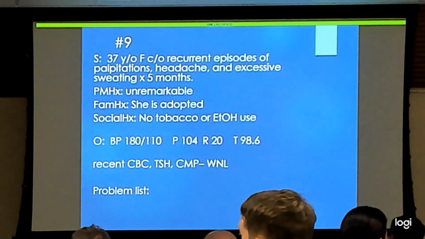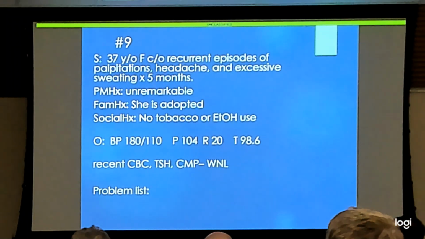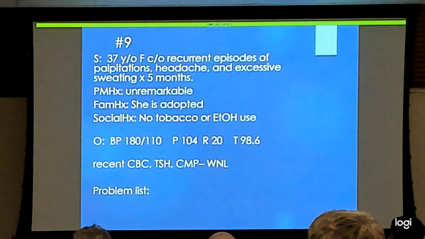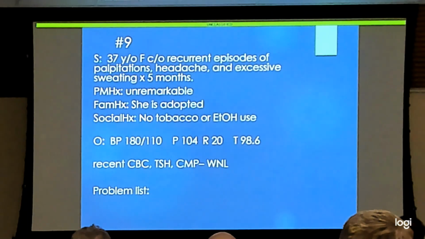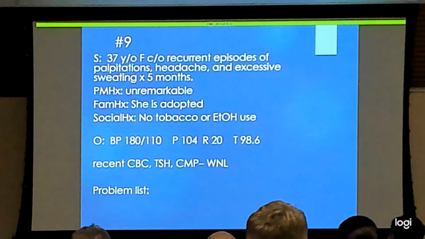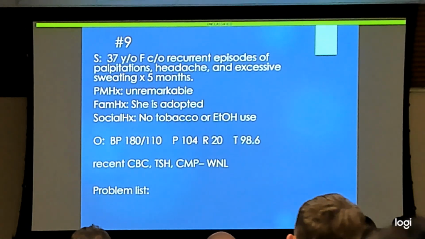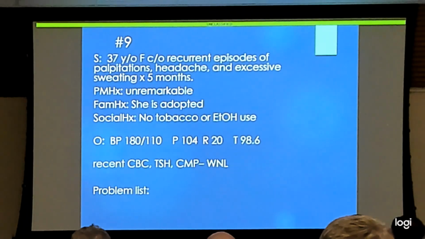So, a 37-year-old female complaining of recurrent episodes of palpitations, headache, and excessive sweating for 5 months. Past medical history: nothing. Family history: adopted. No tobacco or alcohol use. Blood pressure is really wonky. She's tachycardic. Everything's boring. Recent CBC, TSH, and CMP are all within normal limits.